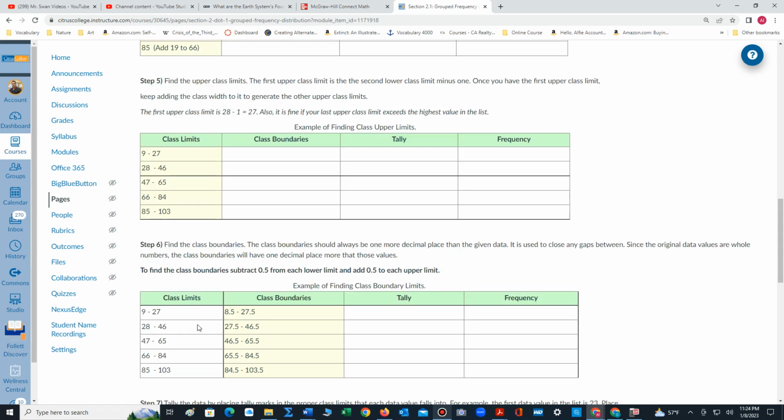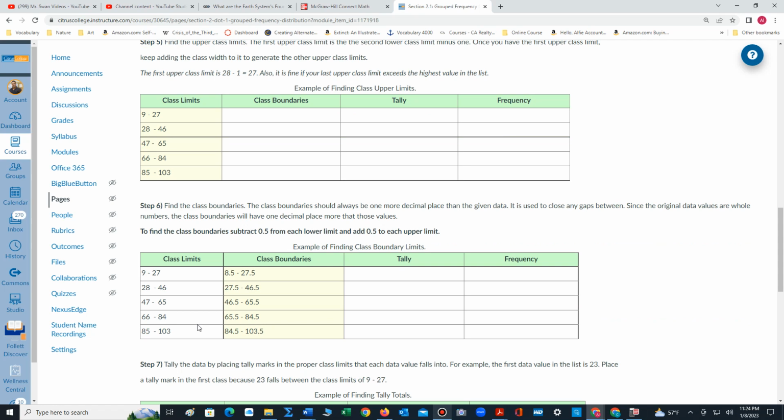Next step, we have to find what are called the class boundary limits. Now that's going to close the gaps between the classes. So to find the class boundary limits, we subtract 0.5 from the lower limits and we add 0.5 to the upper limits. So if we subtract 0.5 from 9, that's going to be 8.5. If we add 0.5 to 27, that's 27.5. And then we just repeat that process for the other classes.